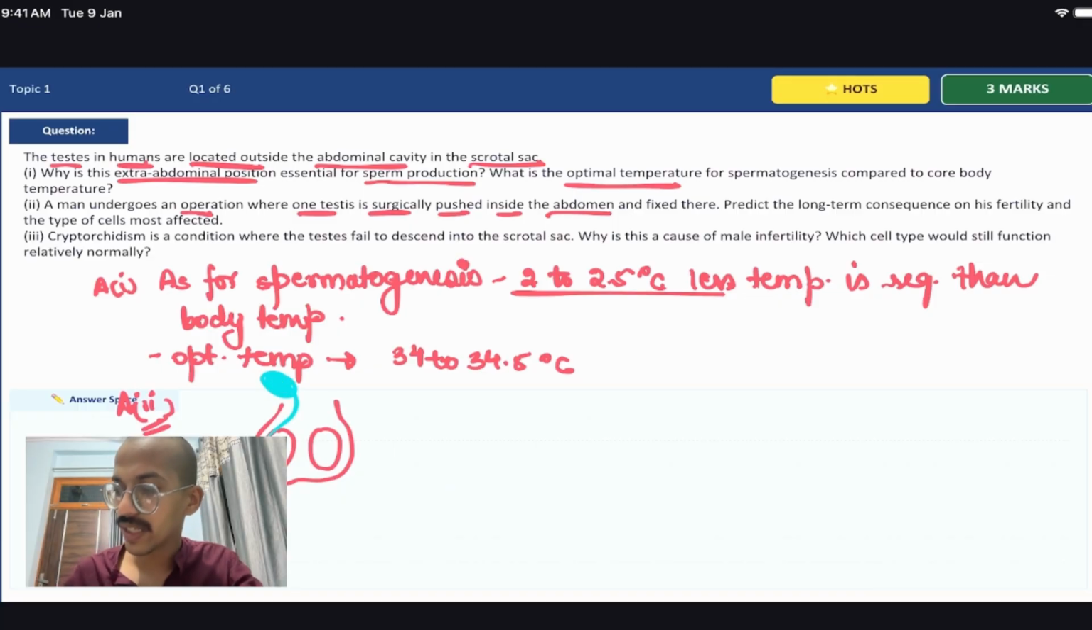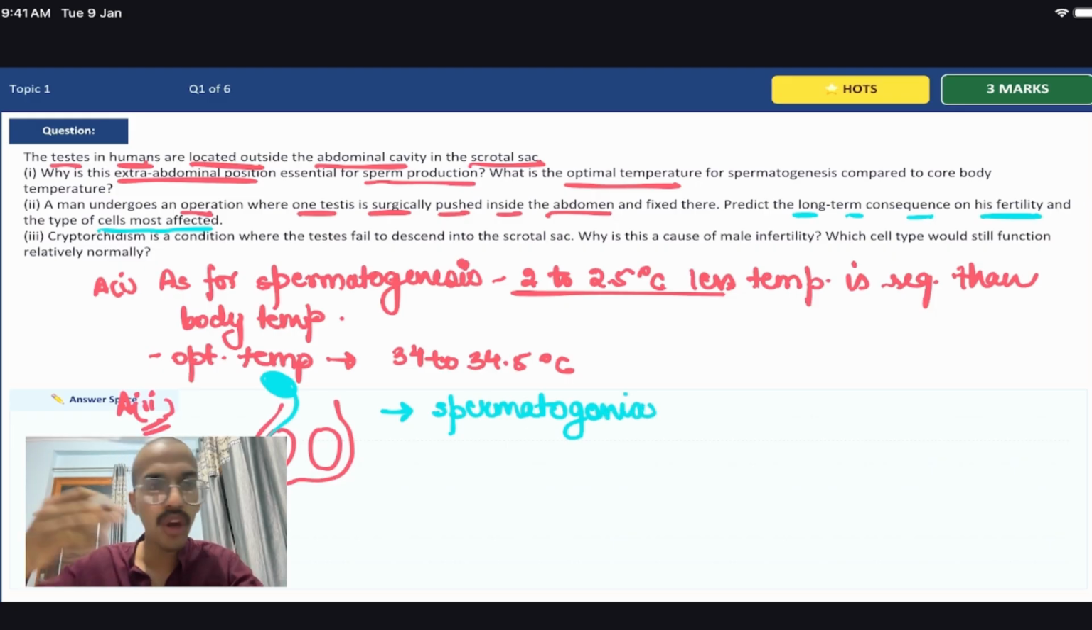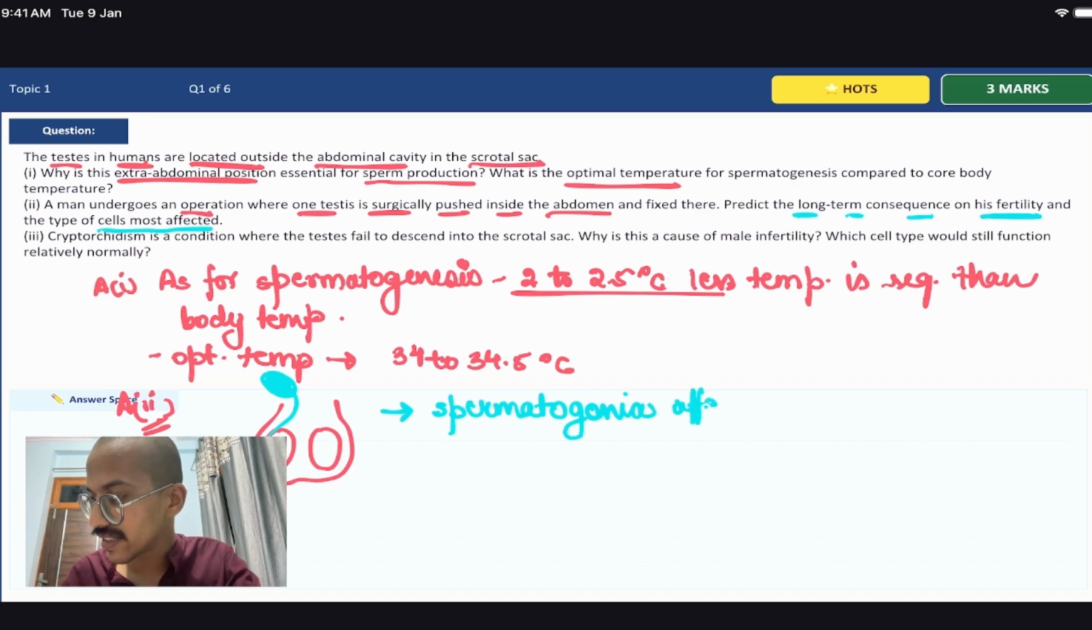Now what will happen? In this testis, the required temperature will not be fulfilled. So predict the long-term consequences of this on fertility and the type of cells mostly affected. The type of cell that will be affected is spermatogonia, as they will not be able to develop into sperms. So these are the affected cells.